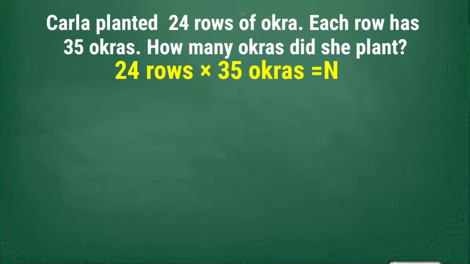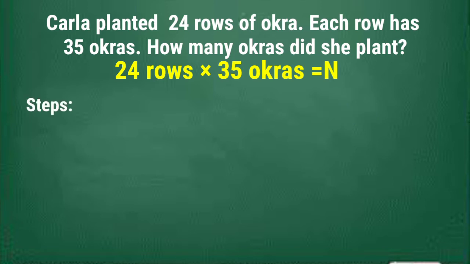Before we multiply the two numbers, we have to identify first the different parts of multiplication. We have the multiplicand. The first number is what we call the multiplicand, and the number which is multiplying it is what we call the multiplier. And the last one is what we call the product. The product is the answer in multiplication.